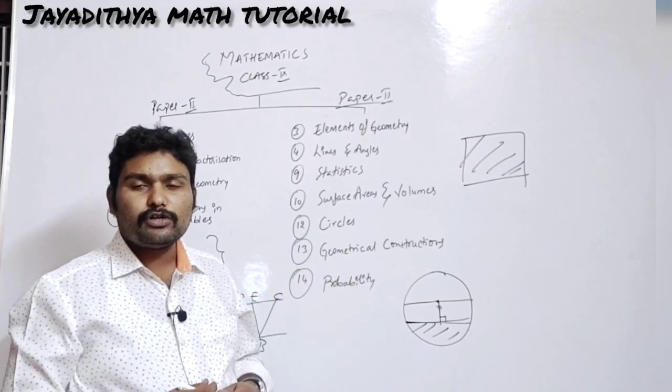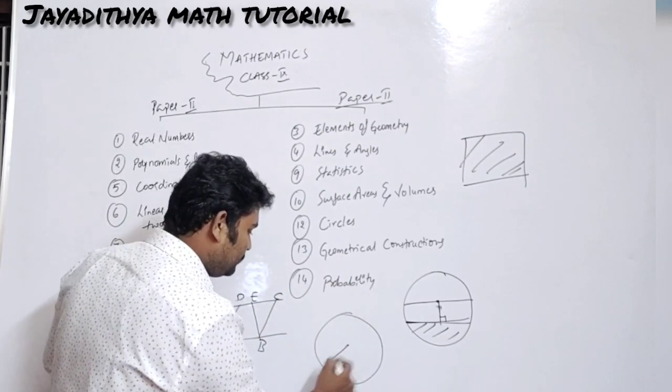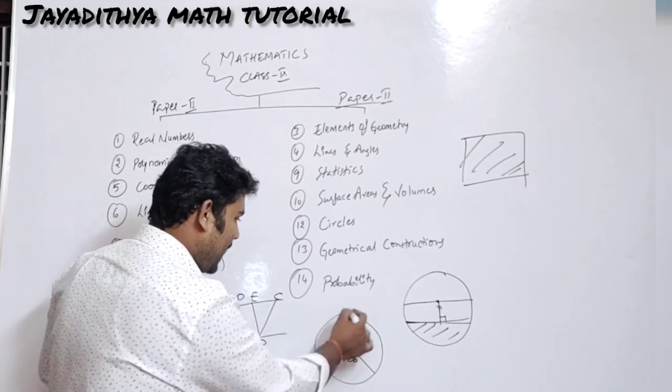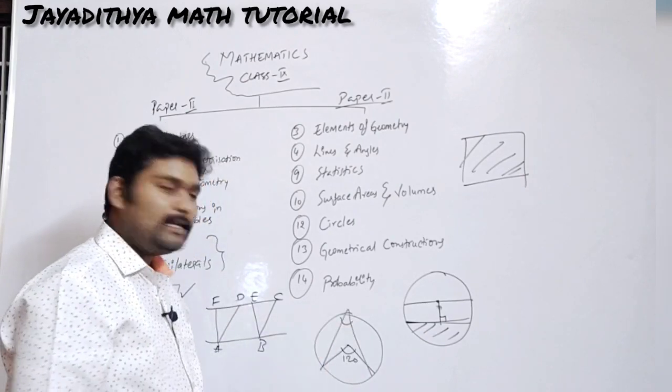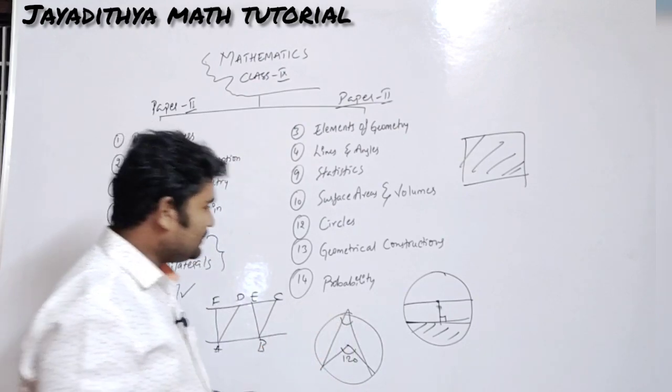So circles is also one of the most important chapters. Here you will have different problems, for example, if the angle here is 120 degrees, what is the angle here? What will be the angle in this part? Such kinds of problems you will have in your circles chapter.